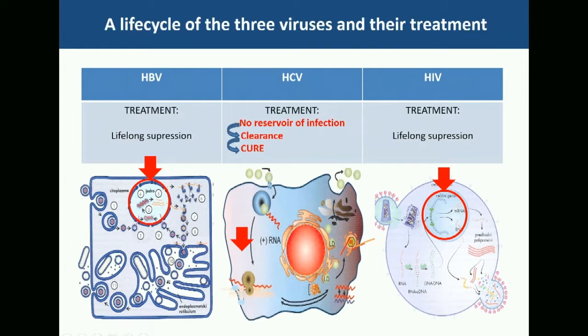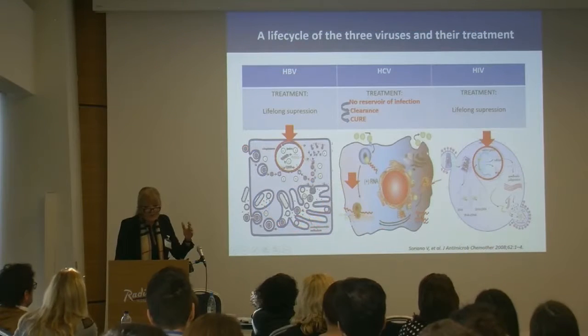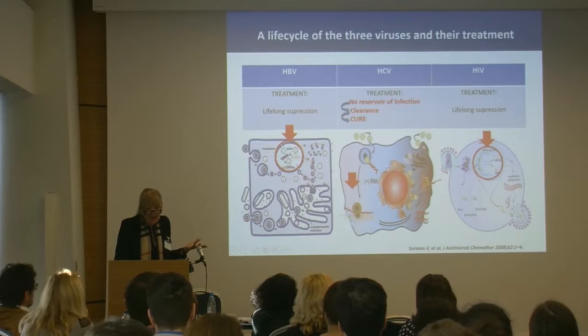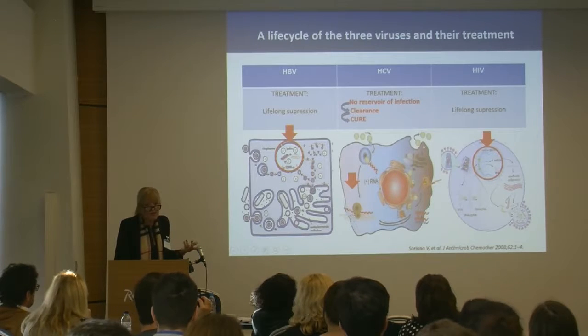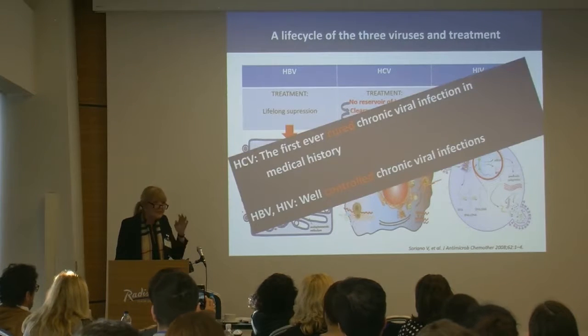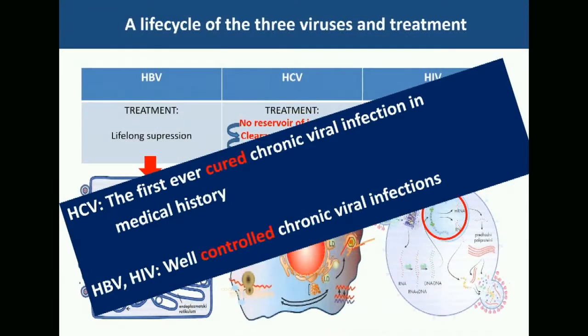And that's why there is a lifelong persistence of cccDNA here in HBV. So the treatment can just suppress the infection of HIV or HBV, but it cannot cure it. Whereas in HCV, of course, treatment can do everything. There's no reservoir anywhere. There's a clearance of the virus, and it can be cured. So this is very basic, I'm sorry I'm explaining it so simply, but that's how it is.